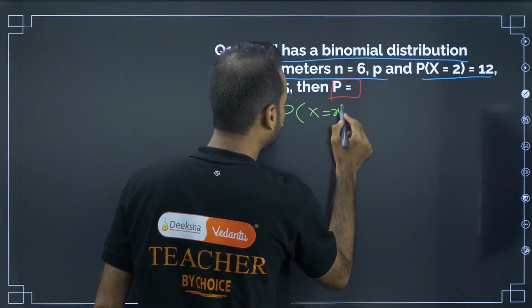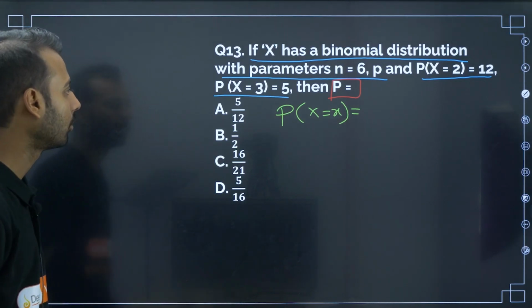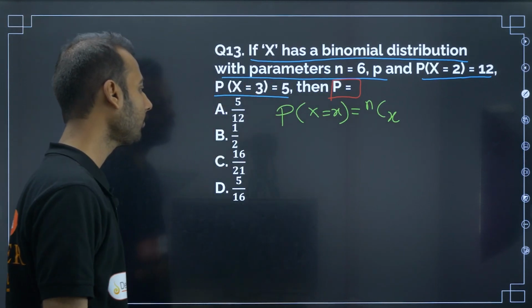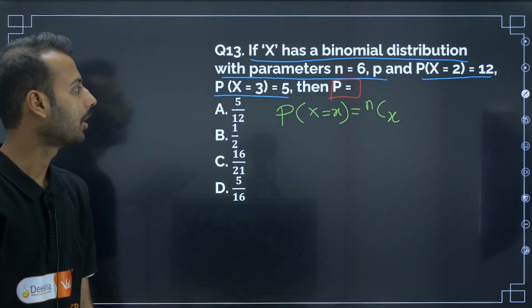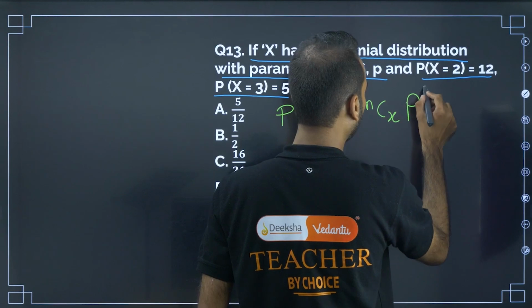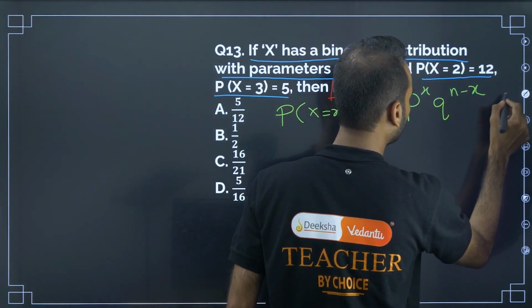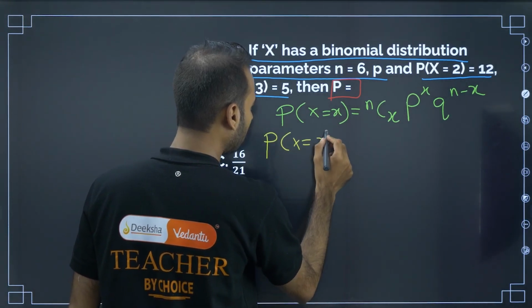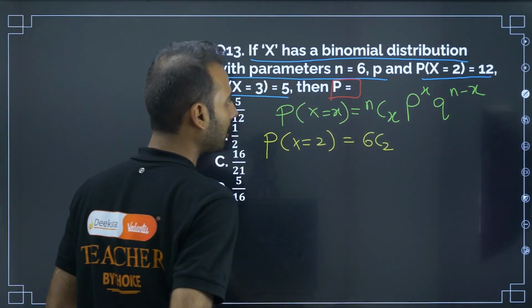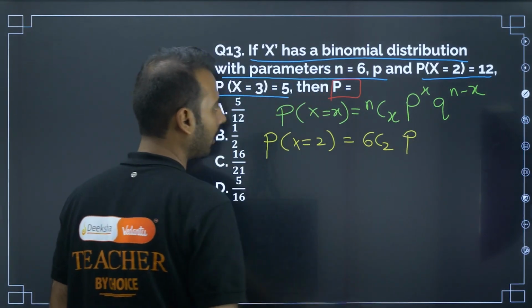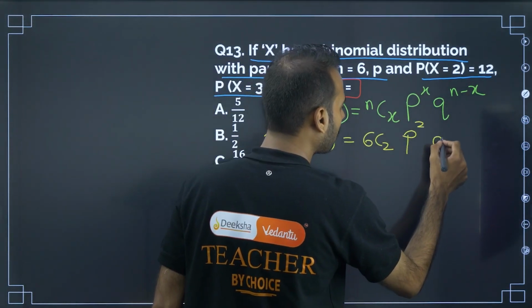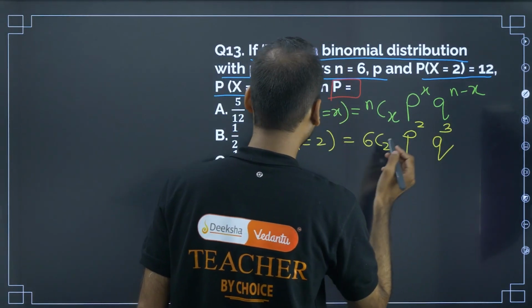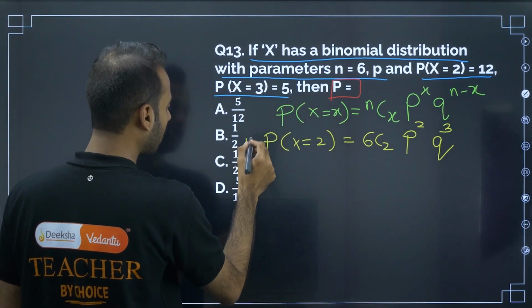The probability of X equal to x is nCx, p raised to x, q raised to n minus x. The synopsis point, try to recall. Now probability of X equal to 2 is 6C2 p raised to x. In place of x we are keeping 2, and in place of q, n minus x is 4. So this value they have also given as 12.